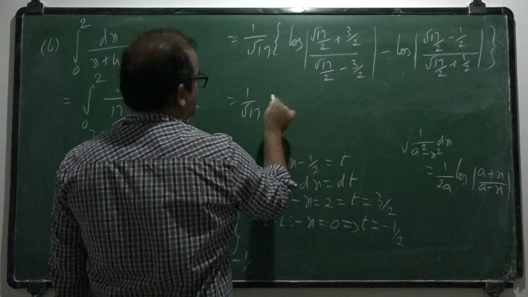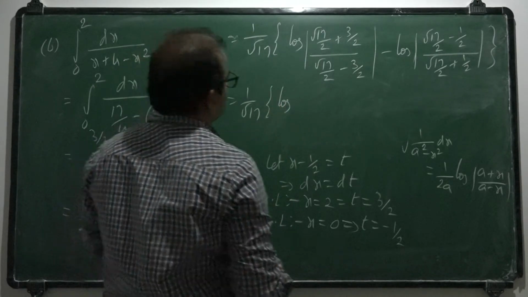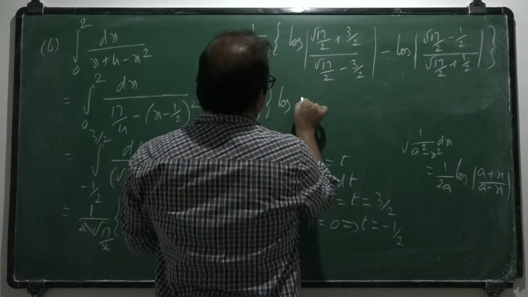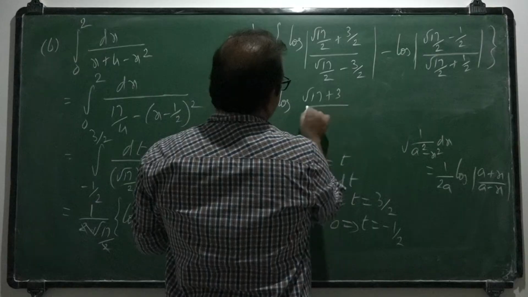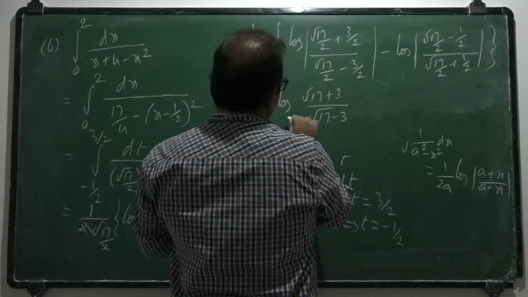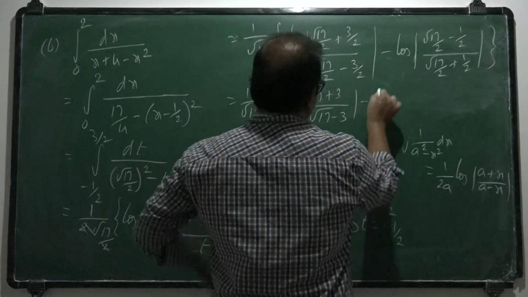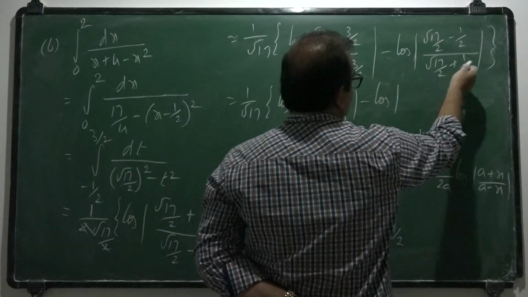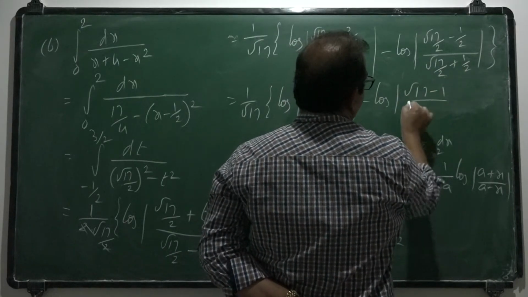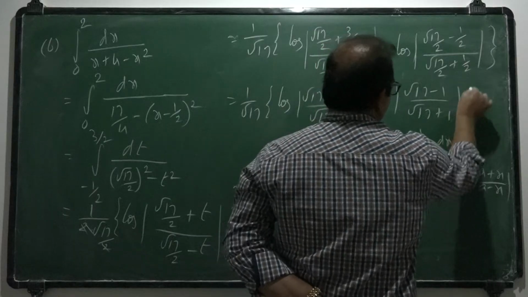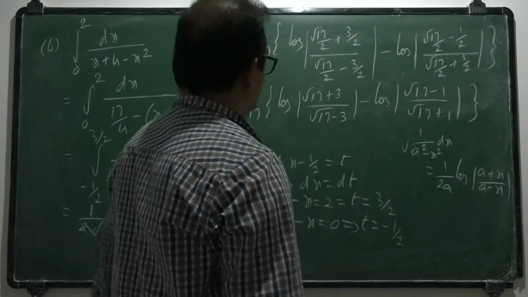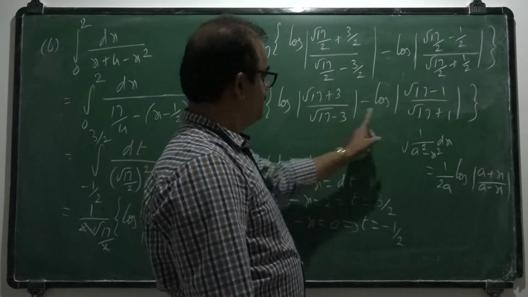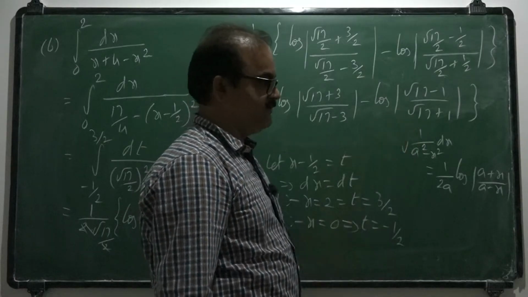1 by root 17 into, now simplify it, log of, 2 is the LCM. Here also 2 is the LCM. The 2 gets cancelled. We get root 17 plus 3 by root 17 minus 3, minus log of, here also the denominator 2 gets cancelled, root 17 minus 1 by root 17 plus 1. Now it is in the form of log m minus log n, that is log of m by n. Apply that formula and simplify.